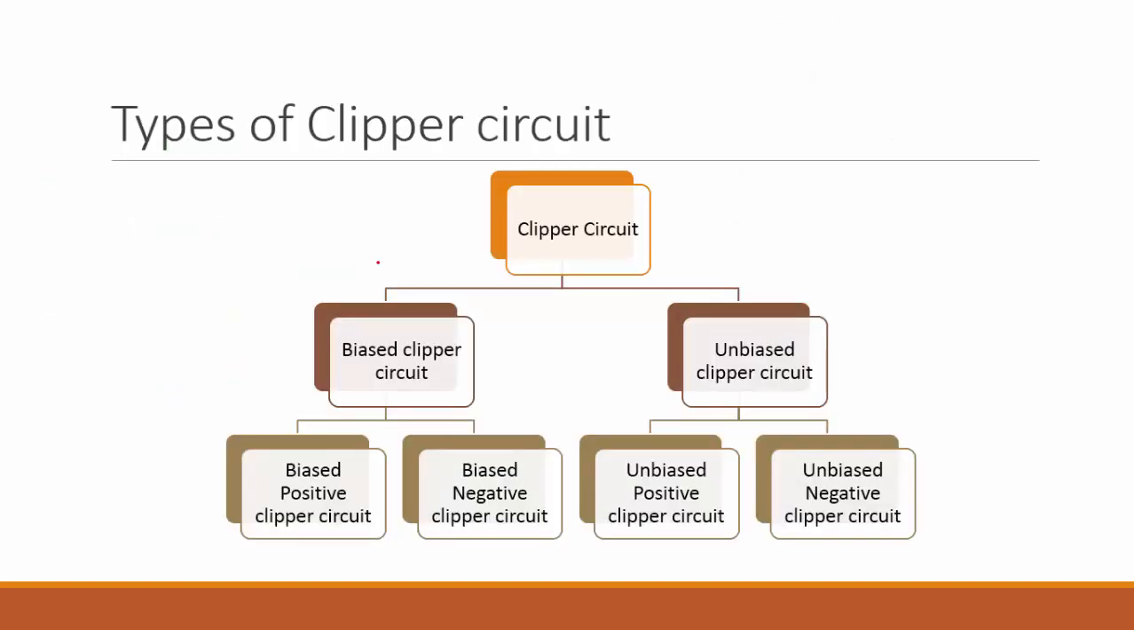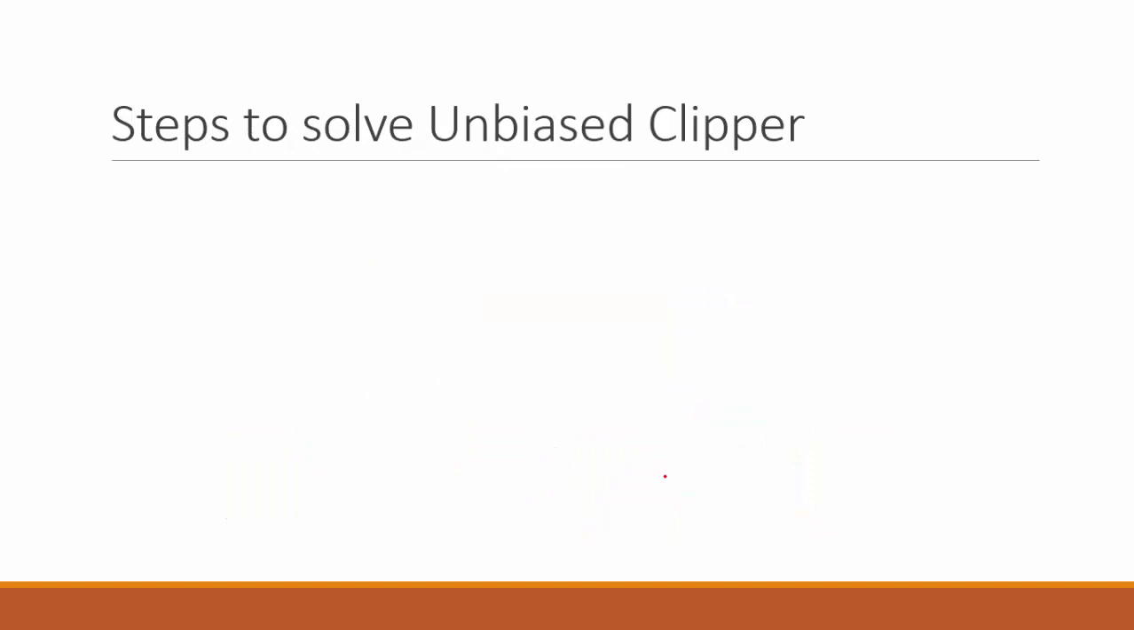So in the types of circuits, if you look, there are two types of Clipper circuits. One we call biased, the other we call unbiased. The biased type is again divided in two parts: biased positive Clipper circuit and biased negative Clipper circuit. Unbiased is also divided in two parts: positive and negative Clipper circuit. Now first let us take the category of unbiased Clipper circuit.